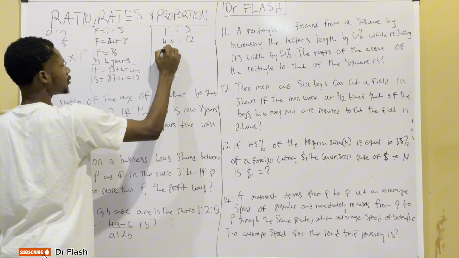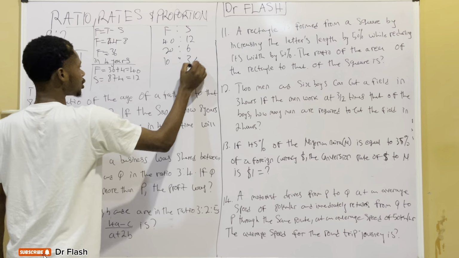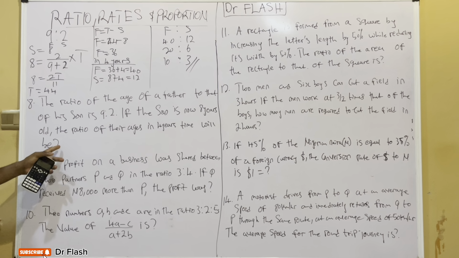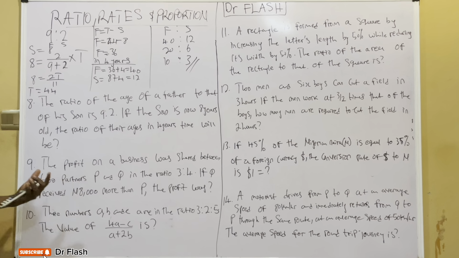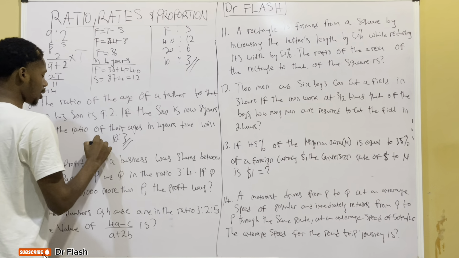We can break this down. Dividing by 2 here gives 20:6. Break it down again, and we have 10:3. Okay, so that is the answer. So the ratio of the father's age to the son's age will be 10:3 after 4 years.